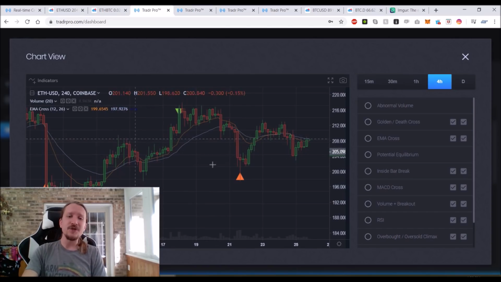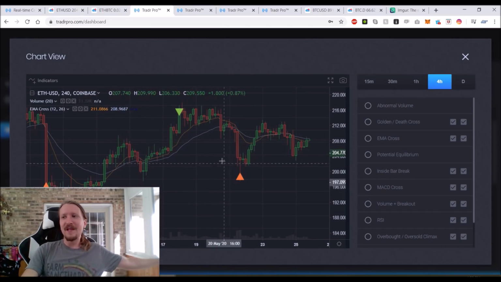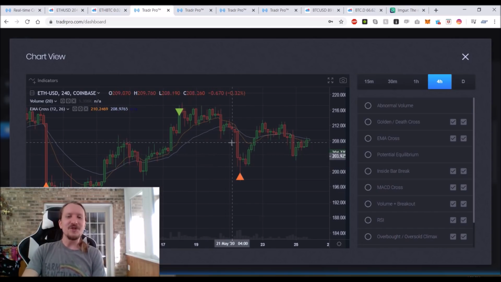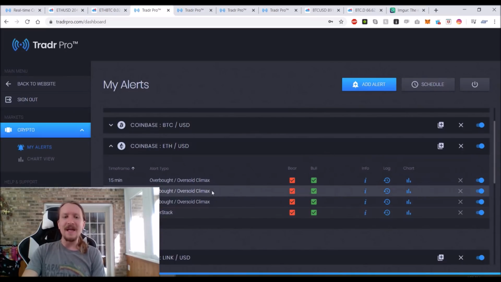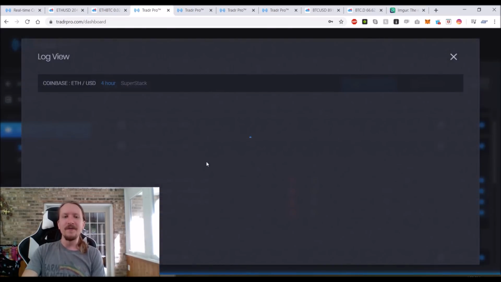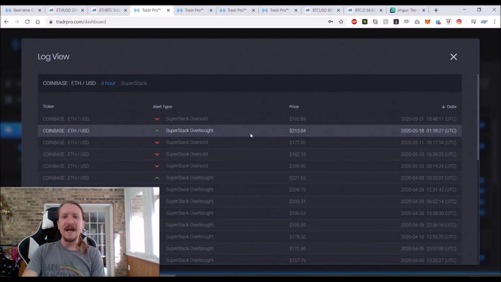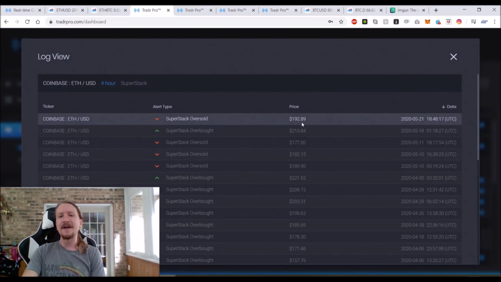So here's the ETH chart, and here is the alert going off. And again, I can see it on the chart right down near the bottom, or I can also go in and look at when the actual alert fired off on the log here, and I can see it was at 192.89. So at that point in time, I had one order fill, and I might start saying to myself, maybe I'm being a bit too aggressive.